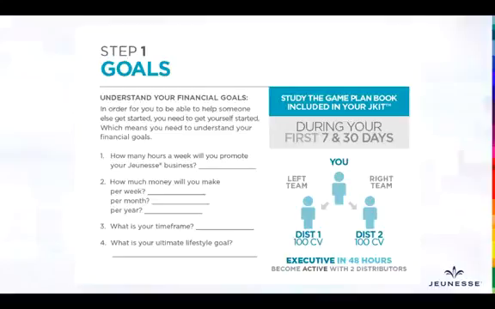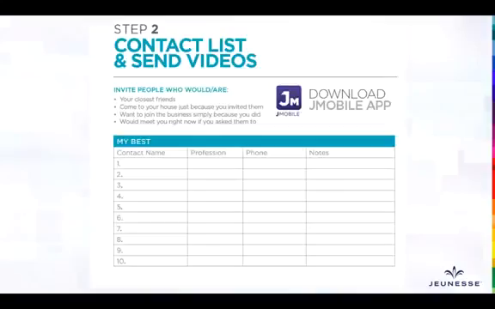The key is to go executive your first 48 hours. You become active with 2 distributors, one on the left and one on the right. And just remember that a fast start is an easy start, but a slow start is a hard start. This is why it's important for you to hit executive within 48 hours of getting started.